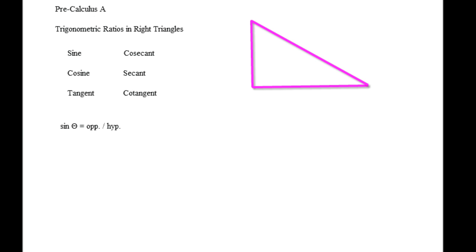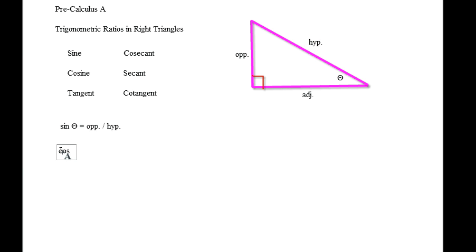Okay, so first off, that's a right angle. Let's make this theta right here. So that makes this side opposite. Now obviously whatever perspective you're looking at changes where theta is, and it also changes where the opposite side and the adjacent side are as well. Okay.